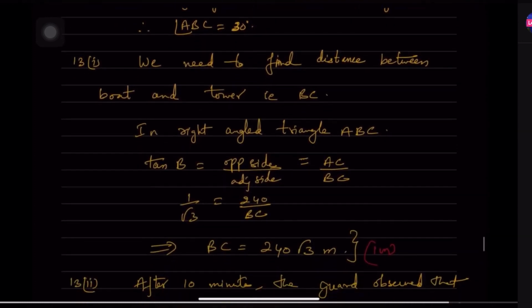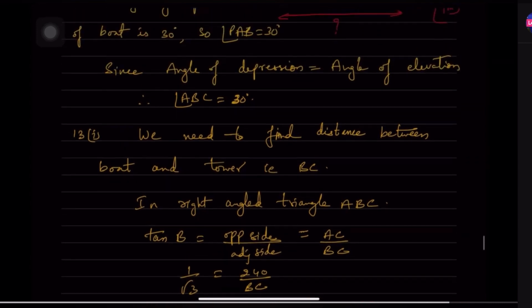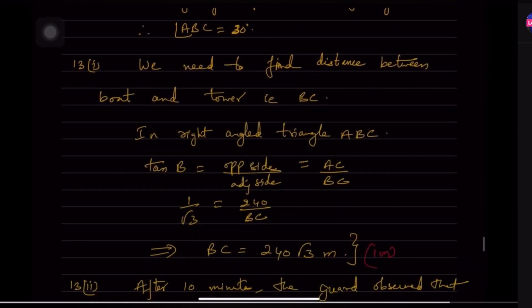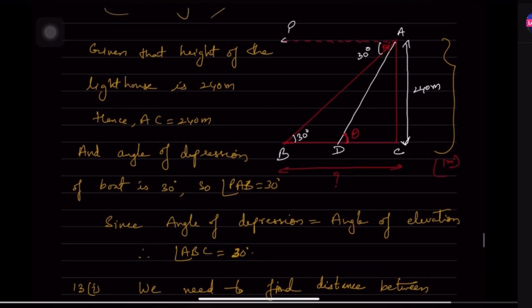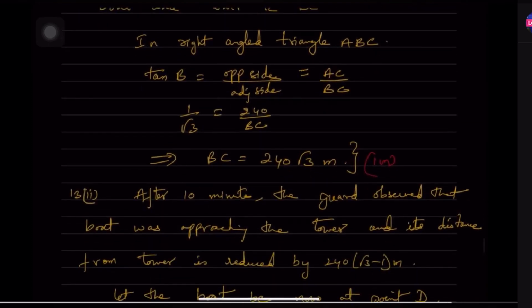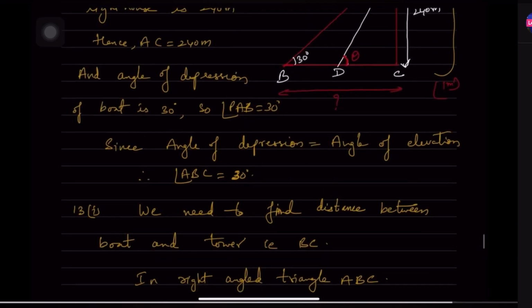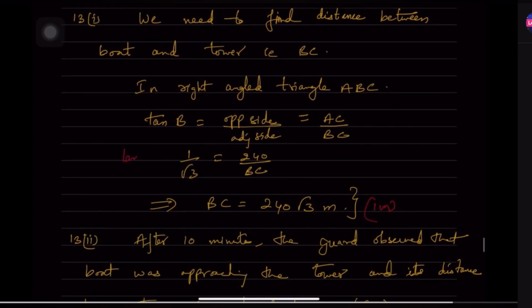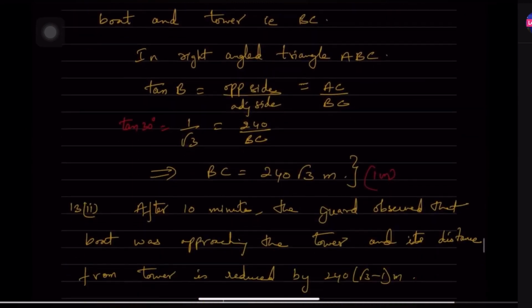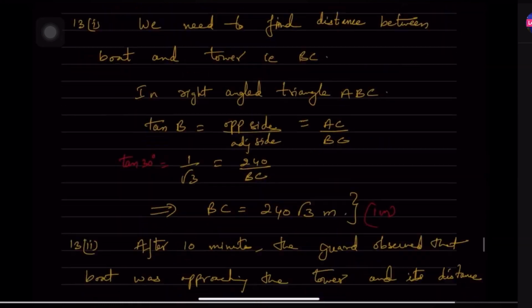Now we need to find the distance between the boat and the tower. So that is, we have to find out BC. In right angle triangle ABC, tan B is equal to opposite side by adjacent side. So tan 30 is equal to AC by BC. Tan 30 is equal to 1 by root 3, which is 240 by BC, which implies that BC is equal to 240 root 3 meters. For this you are having 1 mark, which is a good get.